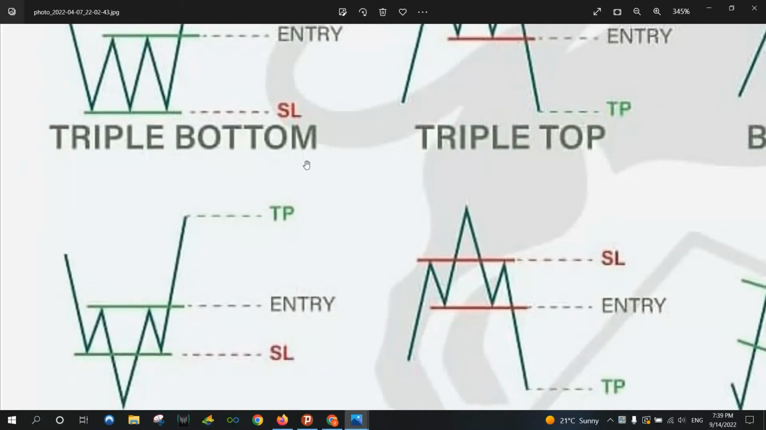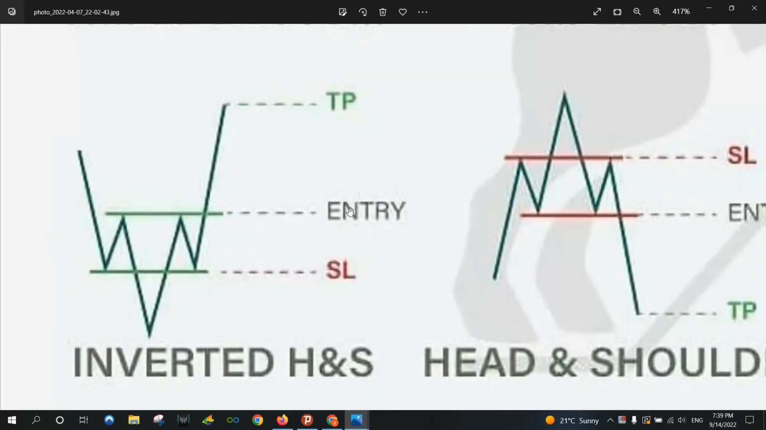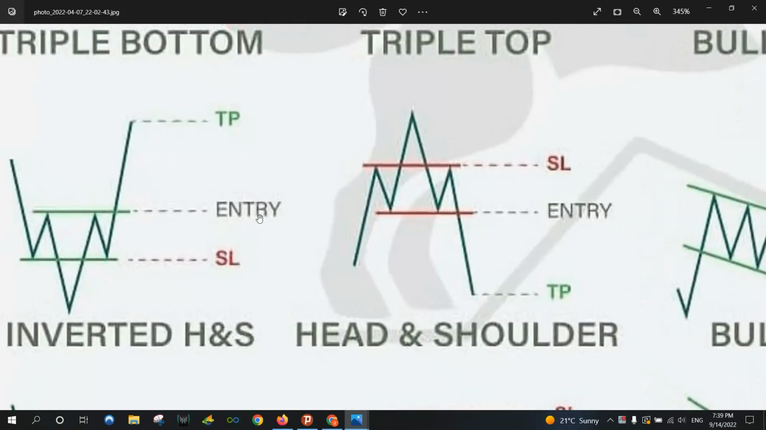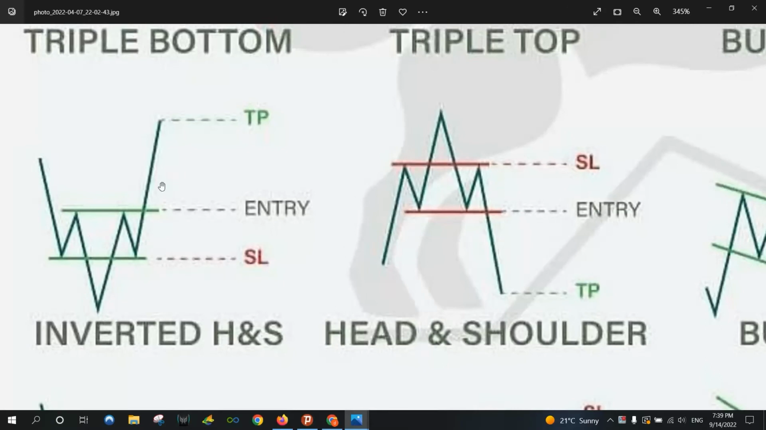Don't waste your time. The next pattern, which is very important, is head and shoulders or inverted head and shoulders. The inverted head and shoulders is a bullish pattern. This is the neckline. The moment that price breaks the neckline to the upside, you want to enter the market. Your stop loss will be below the previous low or the left shoulder, and the distance between the head and the neckline is equal to the distance from the neckline to your TP.